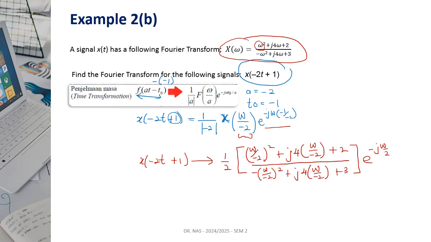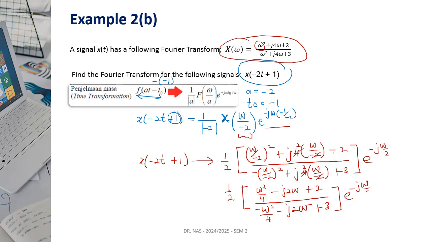Then simplify the equation. So here you have 1 over 2, times omega squared over 4, minus j 2 omega, plus 2, divided by negative omega squared over 4, then minus again j 2 omega plus 3, multiplied by e to the minus j omega over 2.